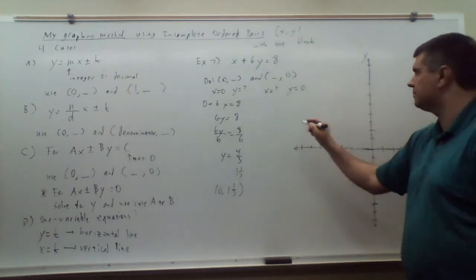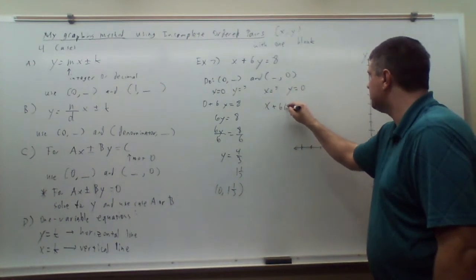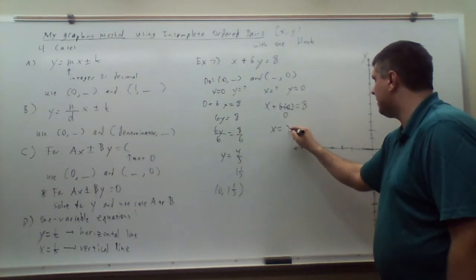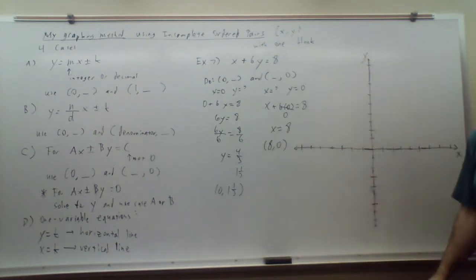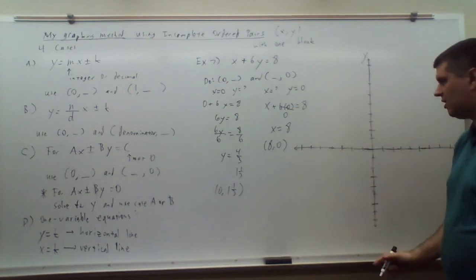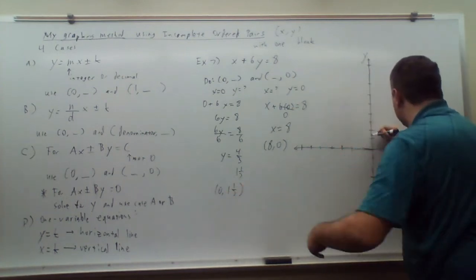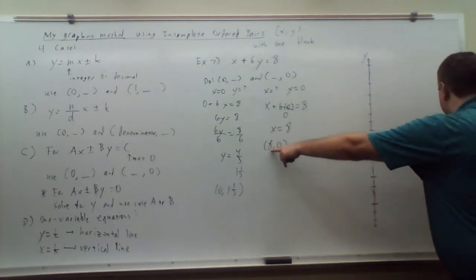For this one, I have x plus 6 times 0 equals 8. Well, folks, that's 0. So x equals 8, so I have 8, 0. Okay, I've got two different points, and that's all I need. So 0, left, right, nothing, up 1 1/3 units. Looks like I'm going to be going about right here. And then this will be 8, 0.